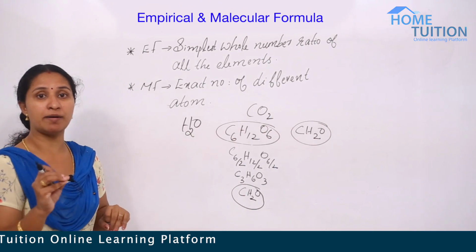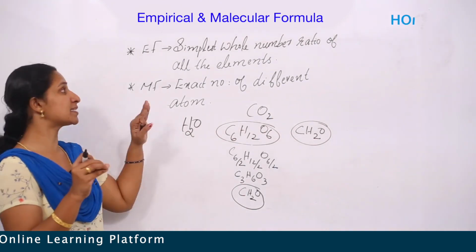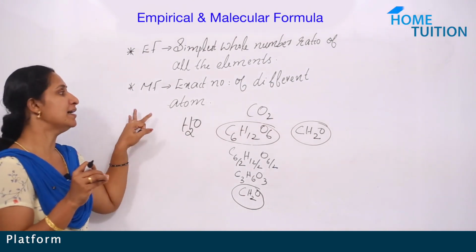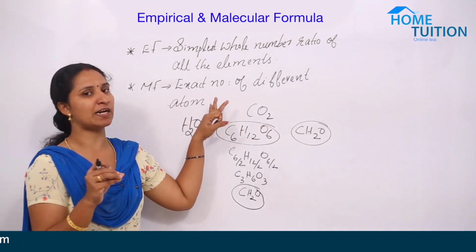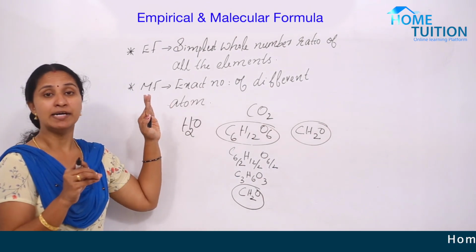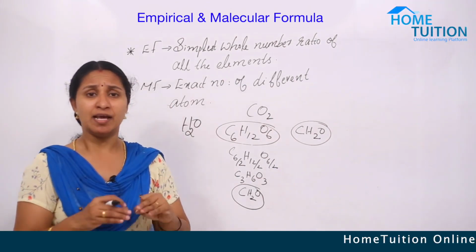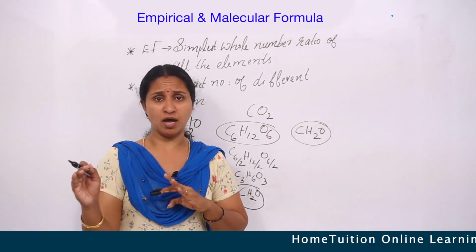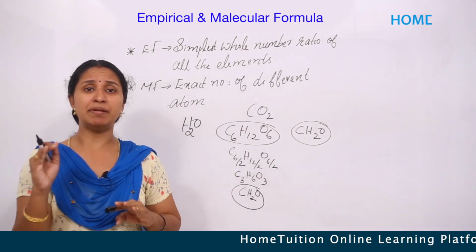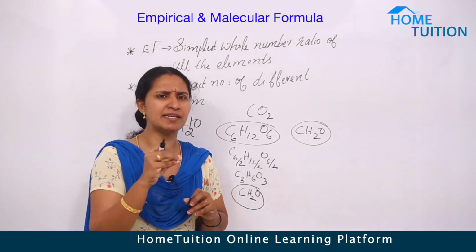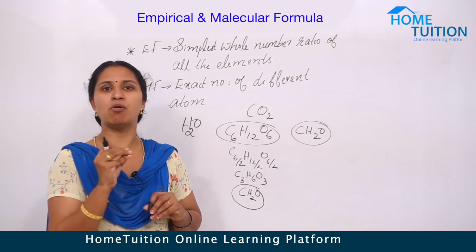Simple whole number ratios of the elements present, that is called what? Empirical formula. And what is molecular formula? It is the exact number of different atoms. Okay, and next our duty is to study how to derive the empirical formula and molecular formula by knowing the percentage composition and molar mass.